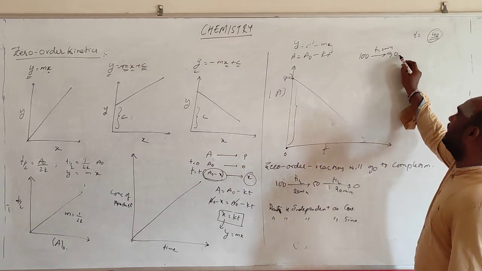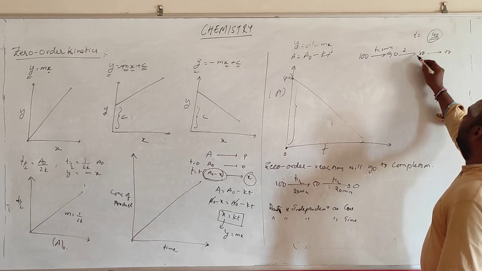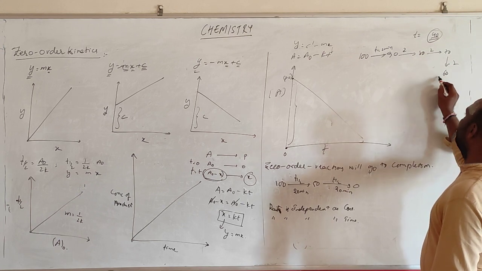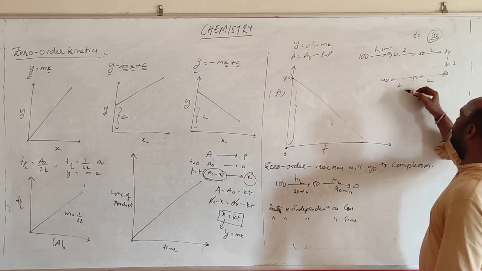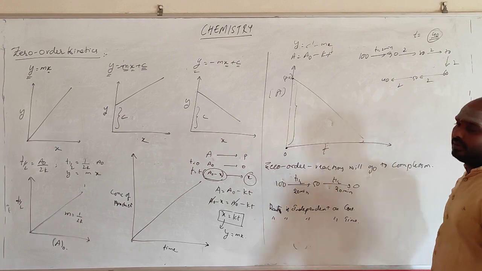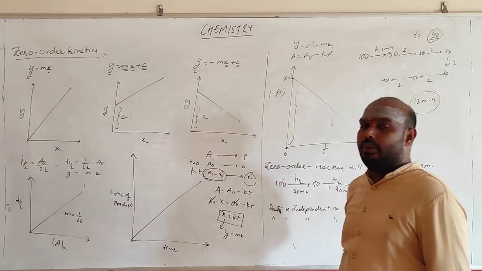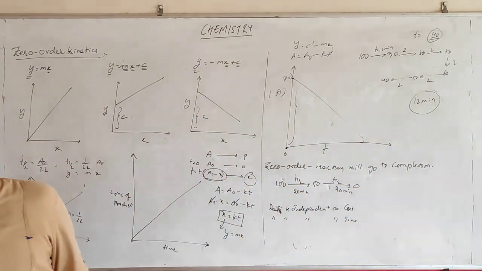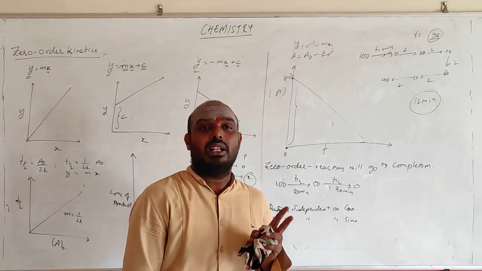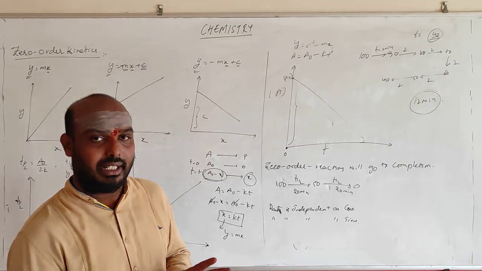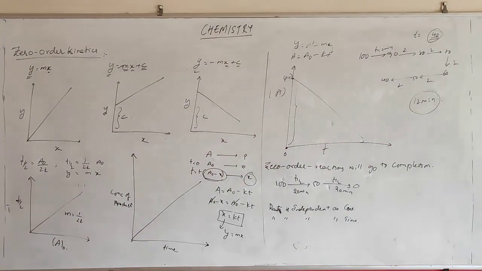So 100 to 90 is 2 minutes, 90 to 80 is the same 2 minutes because the rate is independent of concentration. 80 to 70 is 2, 70 to 60 is 2, 60 to 50 is 2, 50 to 40 is 2. So 1, 2, 3, 4, 5, 6. It takes 12 minutes. This is a very simple calculation. The time taken is 12 minutes because the zero order reaction is independent of the concentration of the reactant. Right? So now let us take some problems on zero order kinetics.